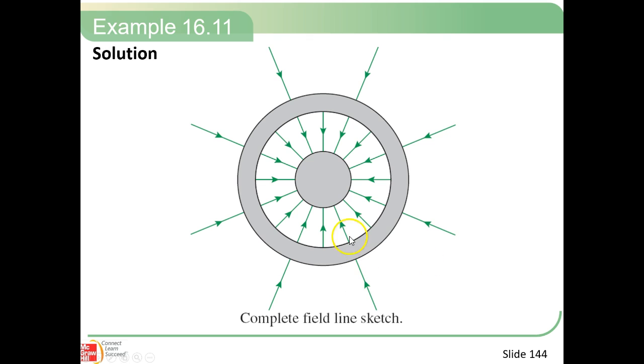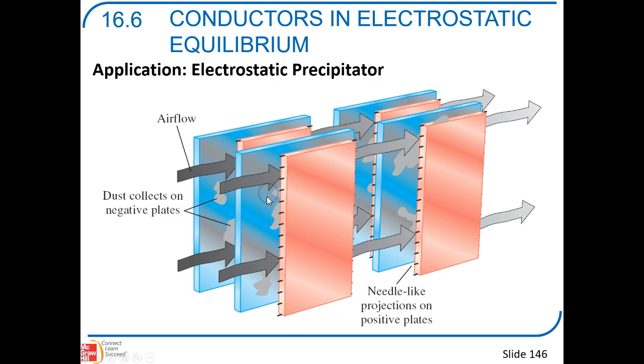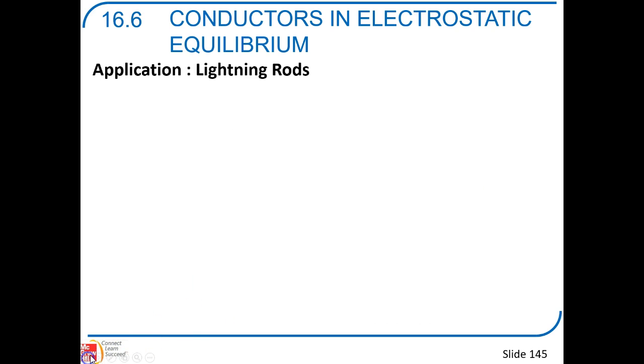This one's positive. So we've got things emanating from here and moving on into the inside of that shell. Conductors in electrostatic equilibrium, lightning rods are really important. There's a little bit of dispute as to how they work, but basically it's a sharp tip piece of metal. Those are typically on top of a building, and then there's a wire that would connect down to the ground.